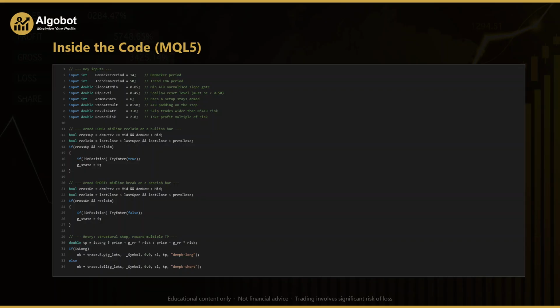Finally, the entry itself. The take profit is computed as the entry price plus or minus the reward risk multiple times the measured risk. Then the code calls trade.buy for longs or trade.sell for shorts, passing the stop loss and take profit directly. That is the whole entry engine in a nutshell. This walkthrough is purely educational.